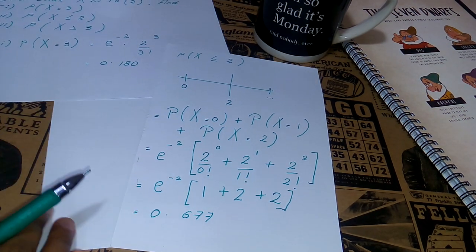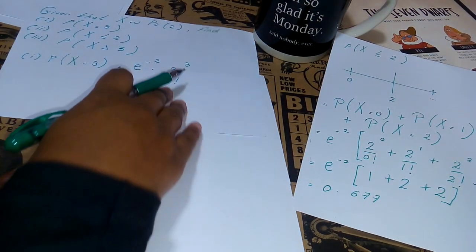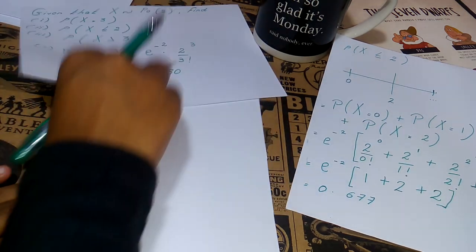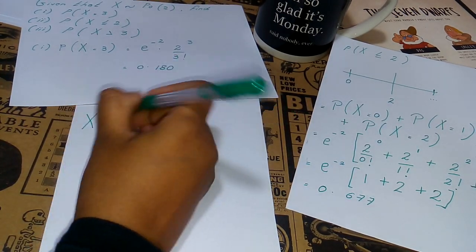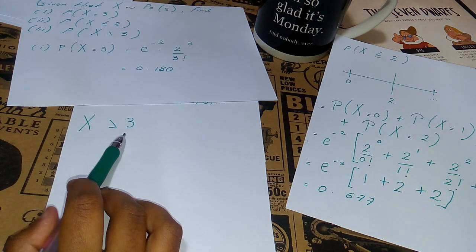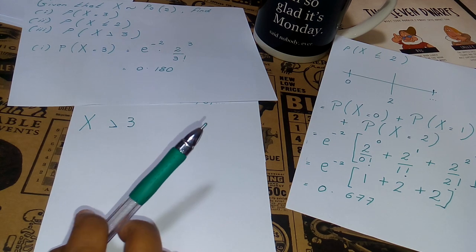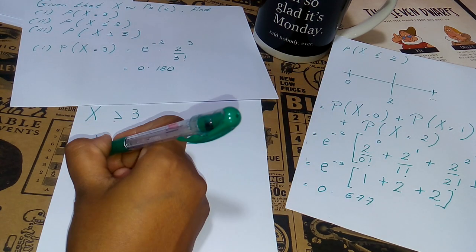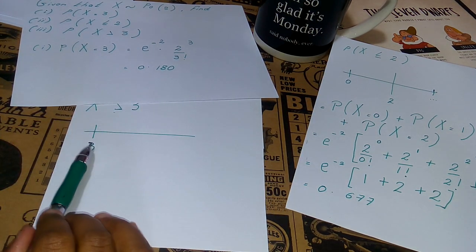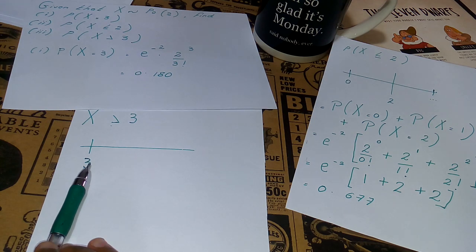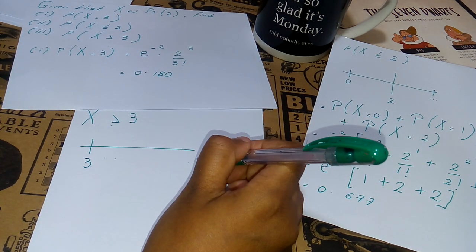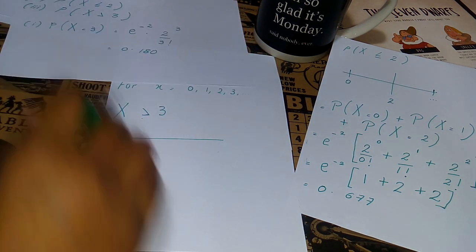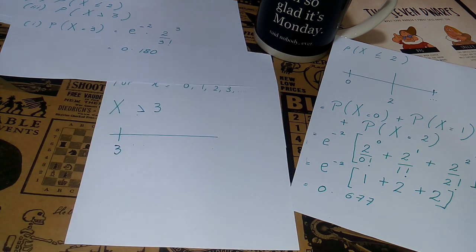Now calculating the third part. This time it says you need to calculate the probability of X greater than 3. This time we need more than 3. Do we need to include the 3? No, because we do not have the equal to sign here. So again, on a number line, it starts at 3, but we do not include the 3. So after 3 we have 4, 5, 6 up to infinity. Now this is time consuming, we won't be able to do that, right? So basically we're going to take 1 minus the values that we do not want.